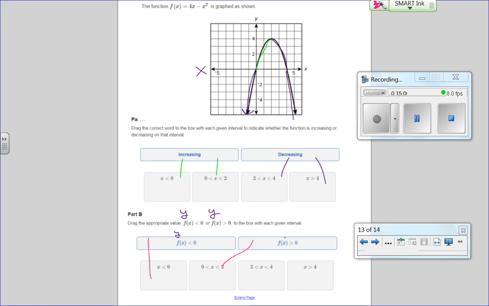I am so sorry. From 2 to 4, what's 2 to 4? I need a new color. 2 to 4 is pink. Y would be positive. And then when x is greater than 4, that's right here, black. Now I have my 4 colors. That'd be negative. Now are my answers looking okay? Yeah. People that are checking me? Whew.